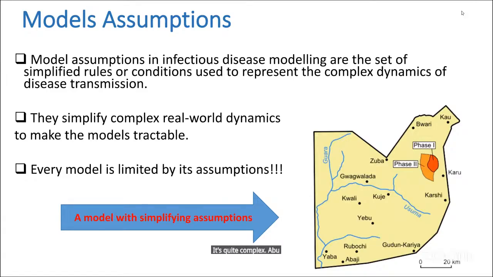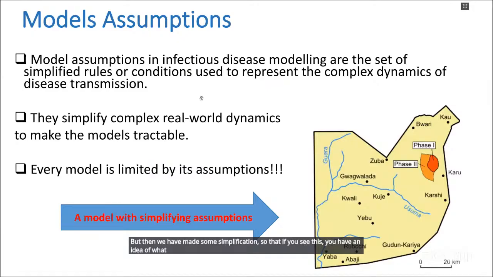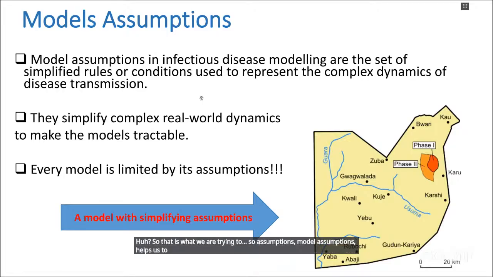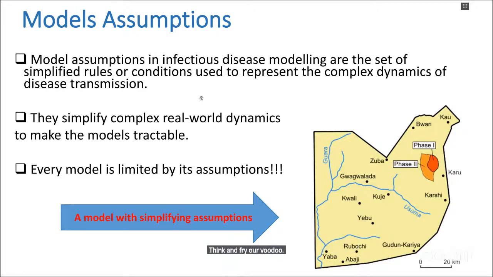Abuja, there are so many road networks here. But then we have made some simplification so that if you see this, you have an idea of what Abuja is. We have removed some complexities. Do we understand? So model assumptions help us to simplify our model because the real world is very complex, and then it makes our model tractable.